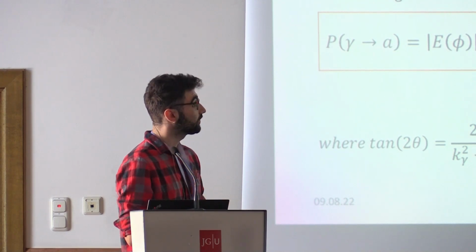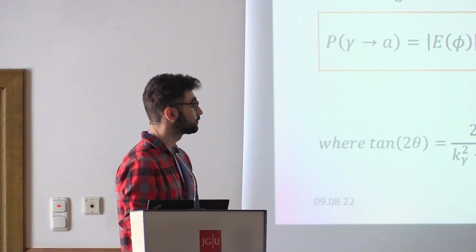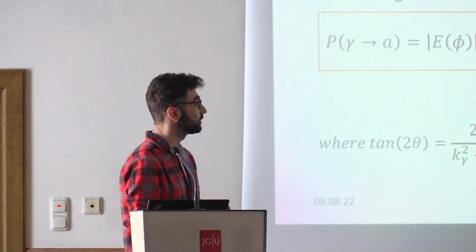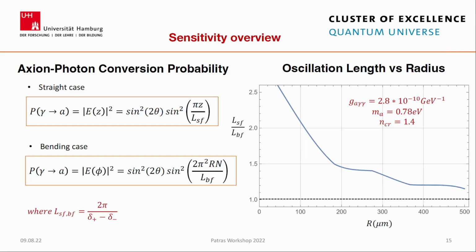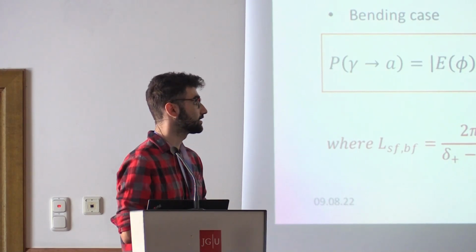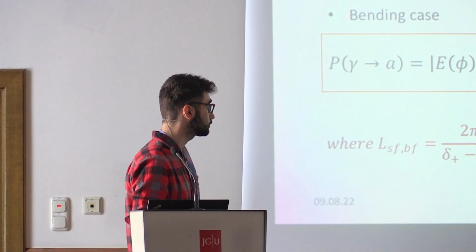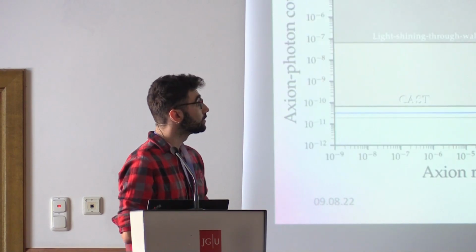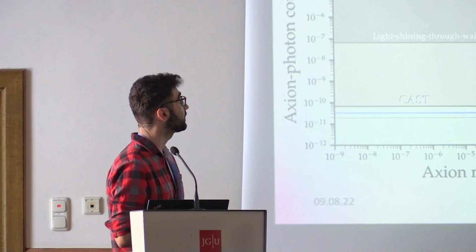So to have an estimation of the ratio between the oscillation length of the straight and the bending case, here there is a plot that you can observe. When increasing the radius of curvature, we at the end achieve nearly unity. But the smaller the radius of curvature is, the higher this ratio is. So here you can observe the sensitivity of our experiment.